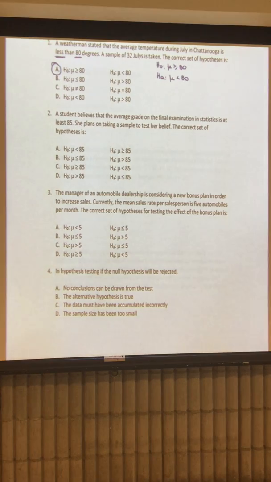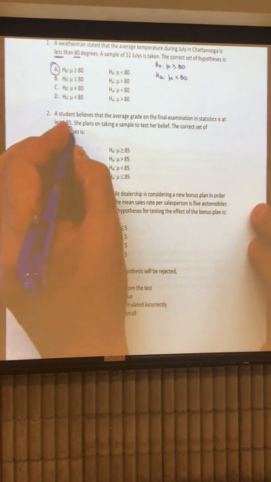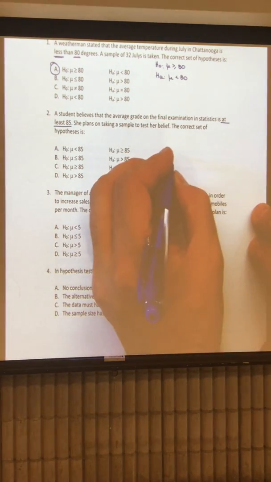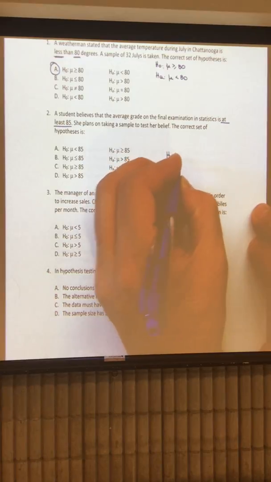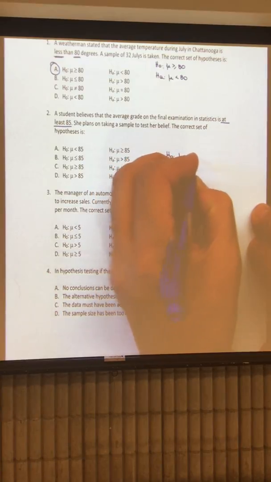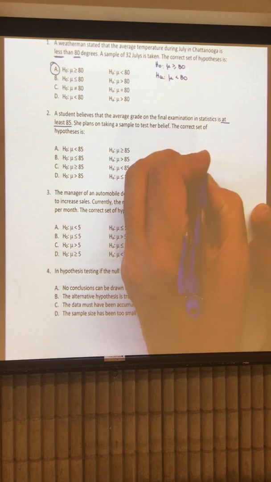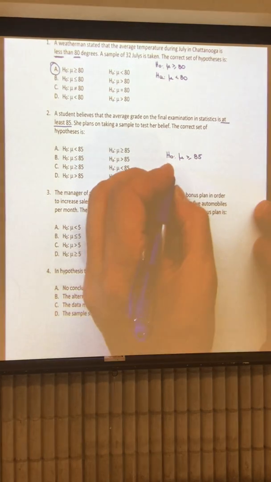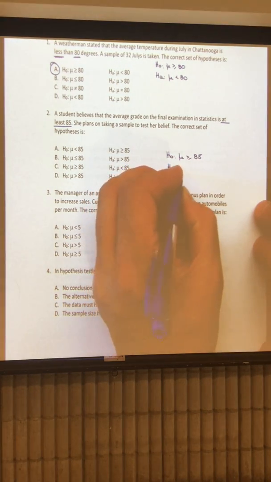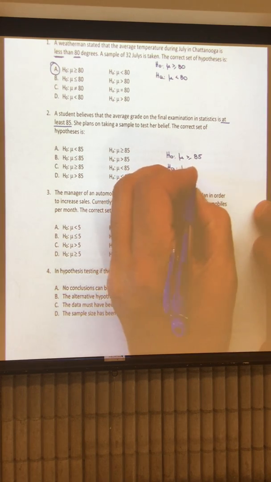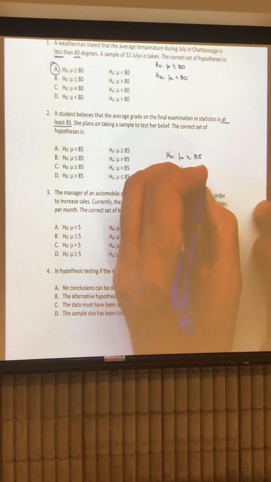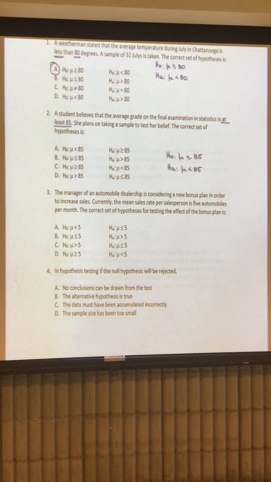Multiple choice number 2, the keyword is at least 85. At least means greater or equal to. So this is the null hypothesis. Mu will be greater or equal than 85, and the alternative will be mu less than 85. So for this problem, the correct hypothesis will be C.